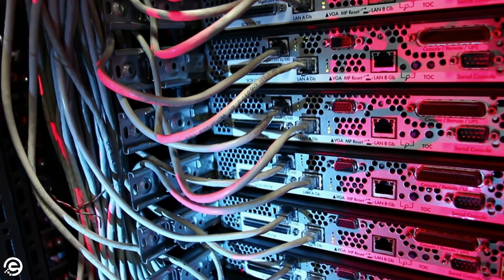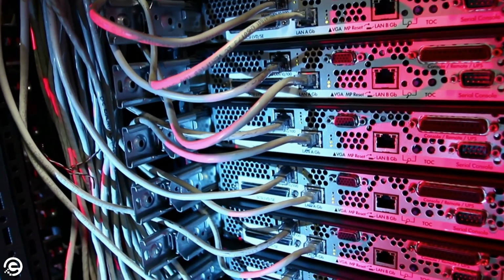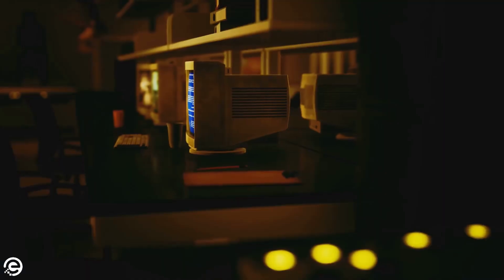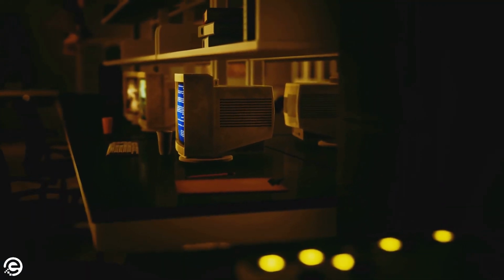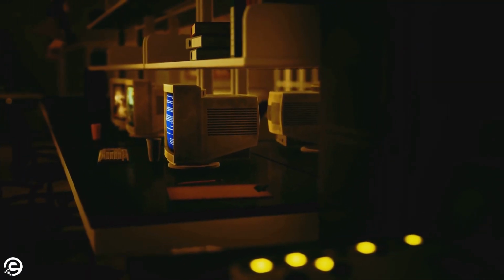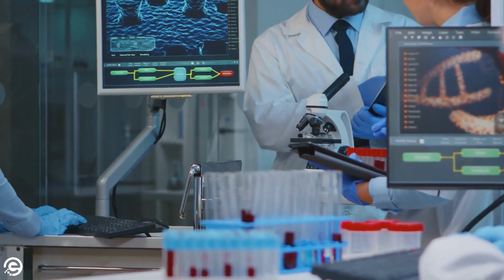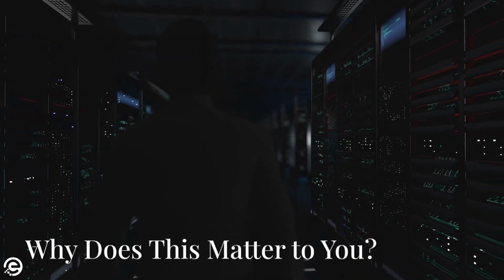The possibilities are endless, but it's important to note that we're still in the early stages. Think of quantum computers today as the bulky, room-sized computers of the 1950s. They're groundbreaking but have a long way to go.